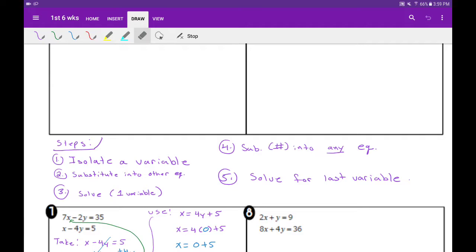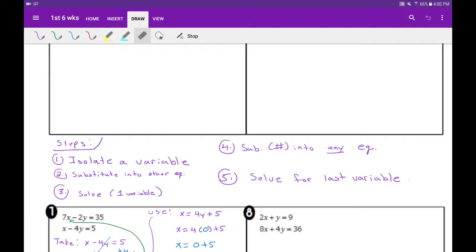Sometimes they're already isolated. Sometimes your variable can already equal a number, like those horizontal and vertical lines, like x equals 3 or y equals 2. Okay, so when that happens, when x equals or any variable equals a number, you can pretty much jump to step 4 and then solve for the other variable. All right, so in that case, we'll see some of those.